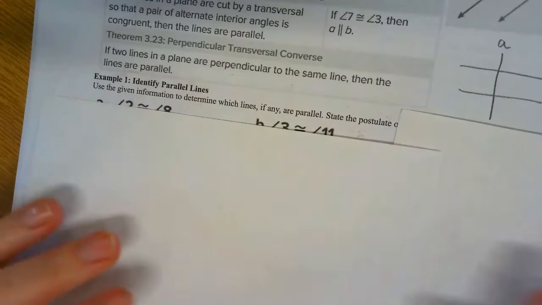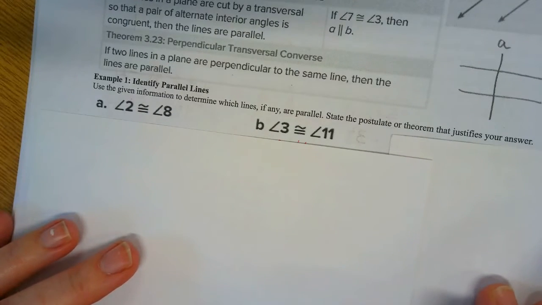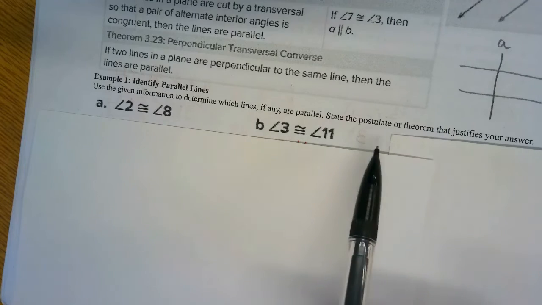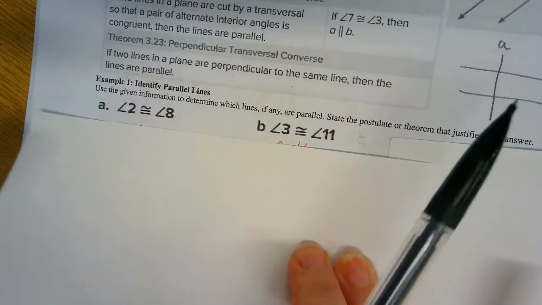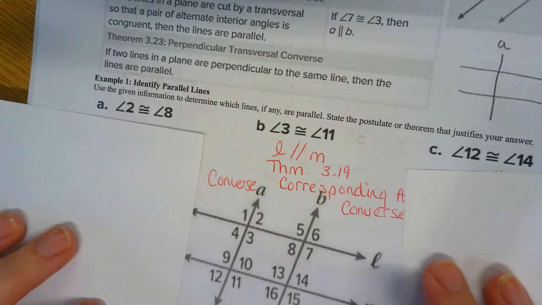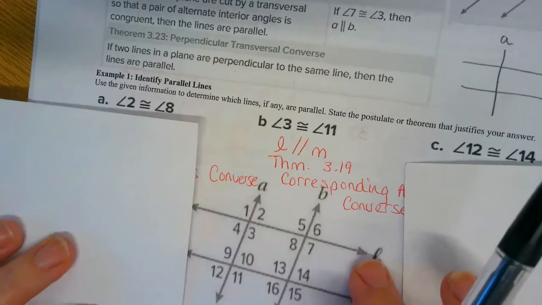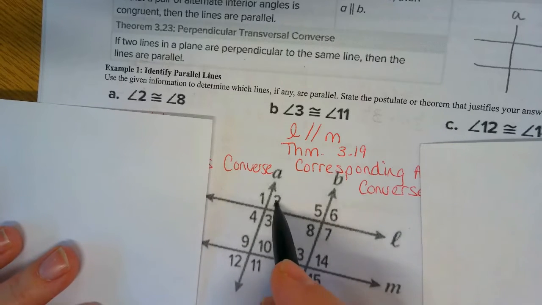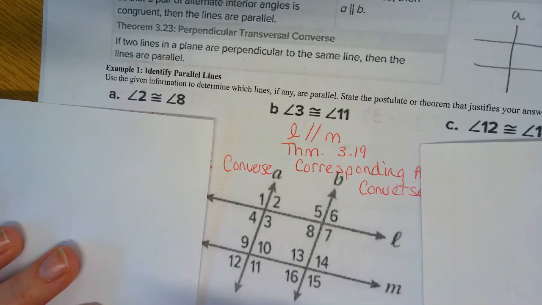Okay, so what we're going to do is identify if we have any lines that are parallel, and then state the postulate or theorem that we can use to justify our answer. So here's my picture down here at the bottom. You have to figure out 2 and 8, what kind of special angle pairs those are. So 2 and 8 are on the inside of these two lines, and they are alternating diagonally.